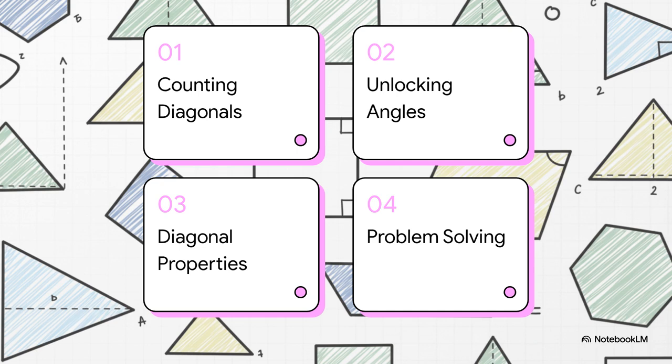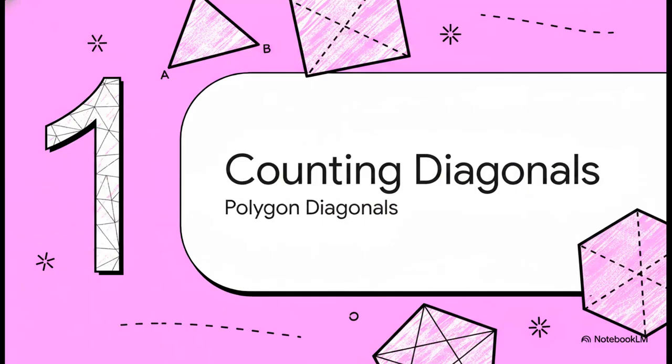Here's our agenda for today's explainer. Section 1 is counting polygon diagonals. Section 2 is unlocking polygon angles. Section 3 covers tricky diagonal properties. And Section 4 is advanced shape problem solving. Let's get to it. Starting off with Section 1, counting polygon diagonals.